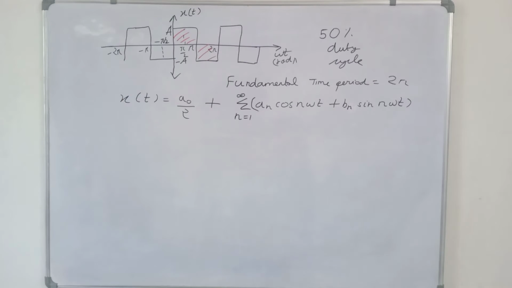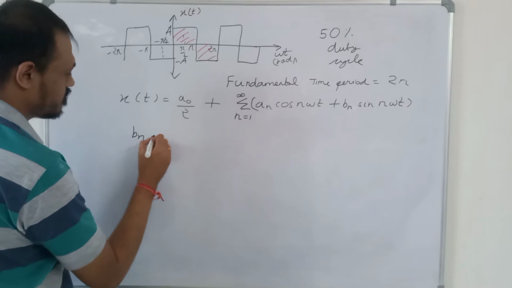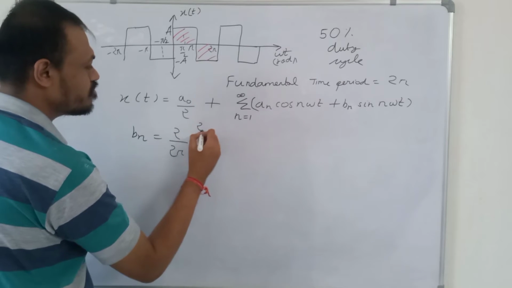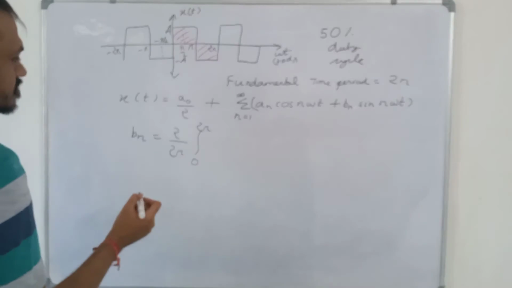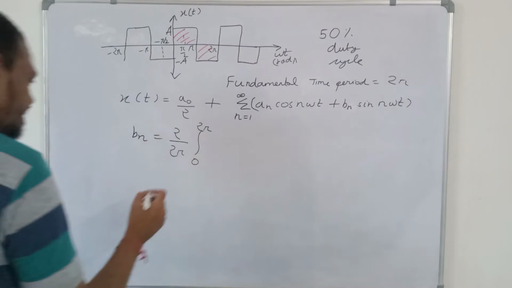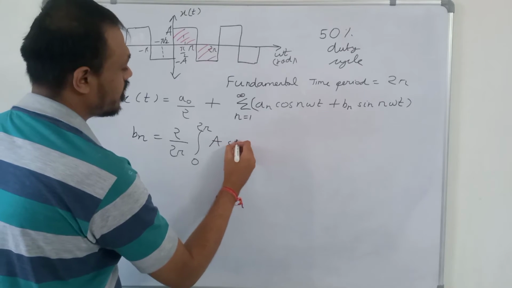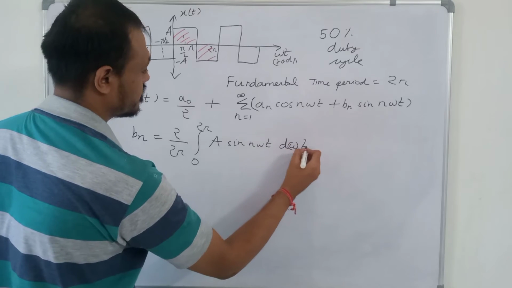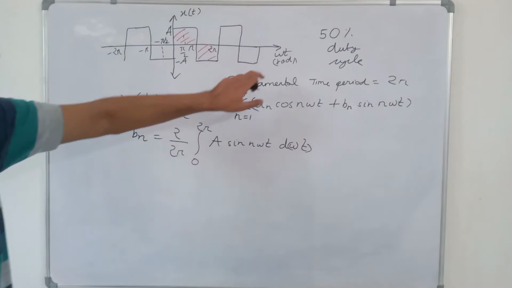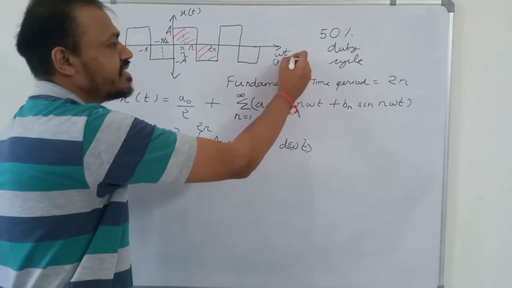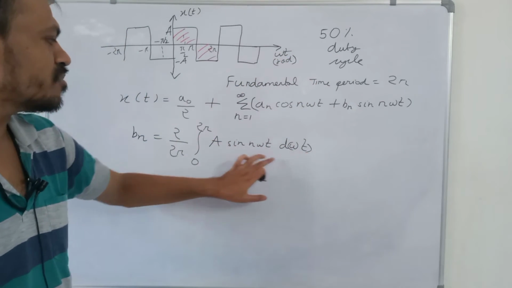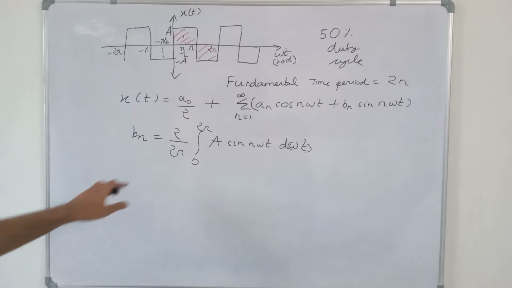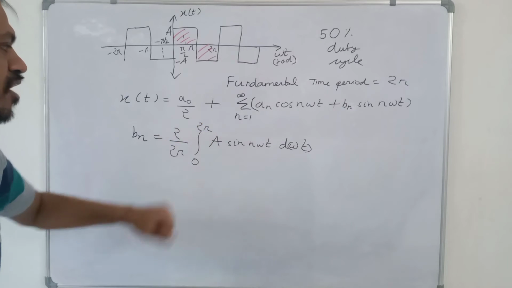So now the value of b n will be equal to 2 upon 2 pi, integral from 0 to 2 pi of a sine of n omega t d of omega t. Because the signal is given in radians, we have to write d of omega t, and a is the maximum value of this signal. 2 pi is the time period, so we are integrating from 0 to 2 pi.